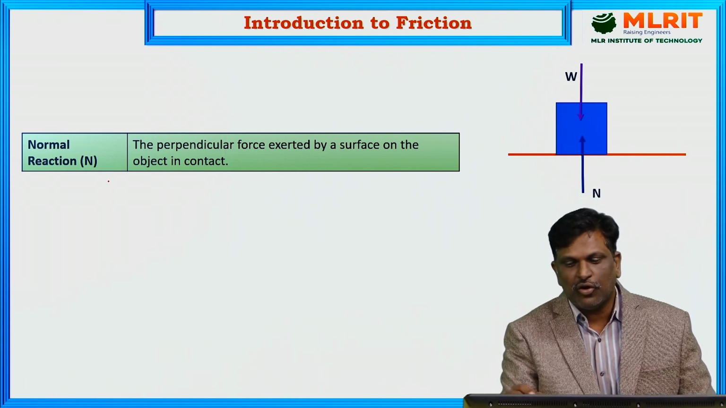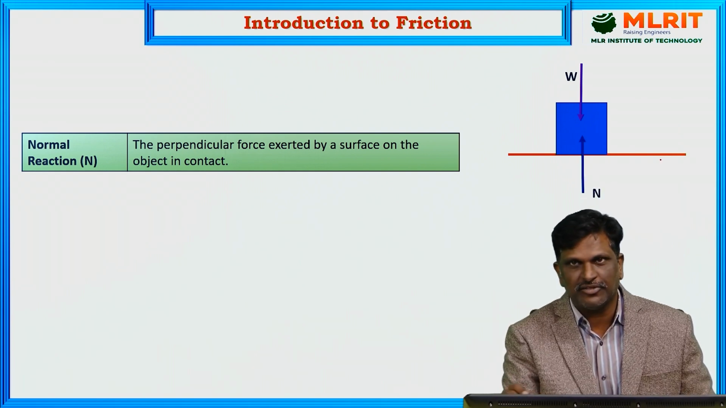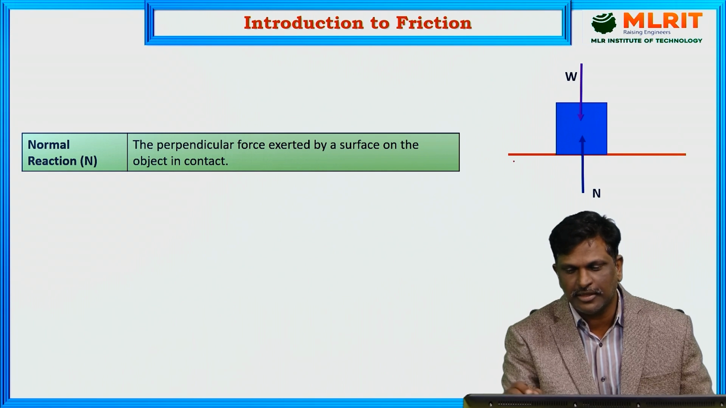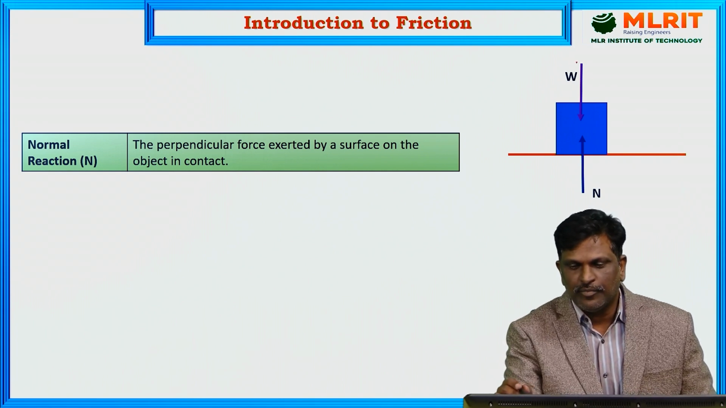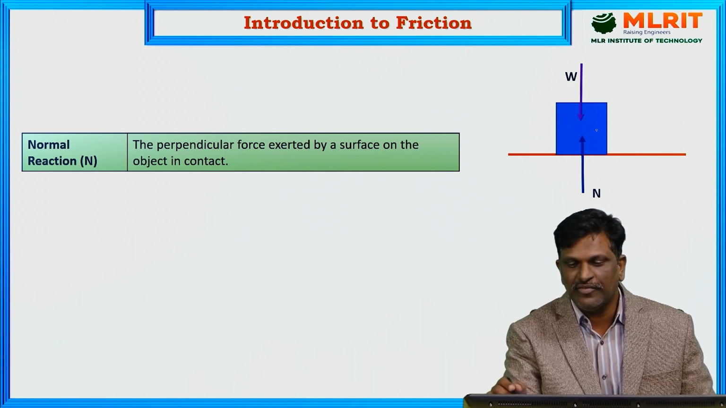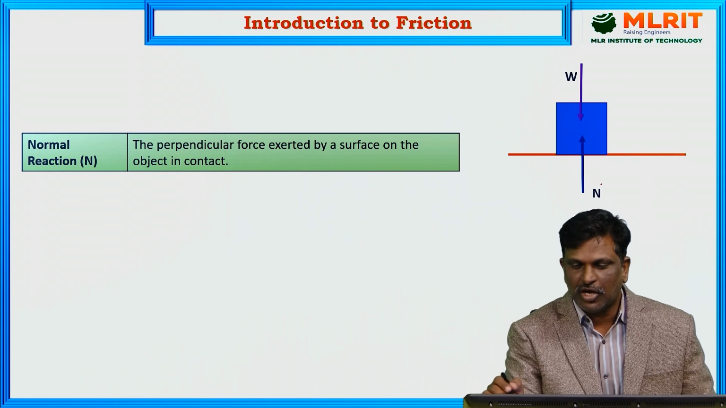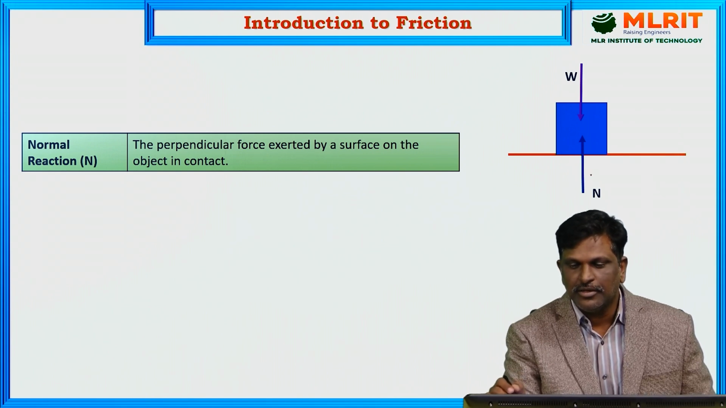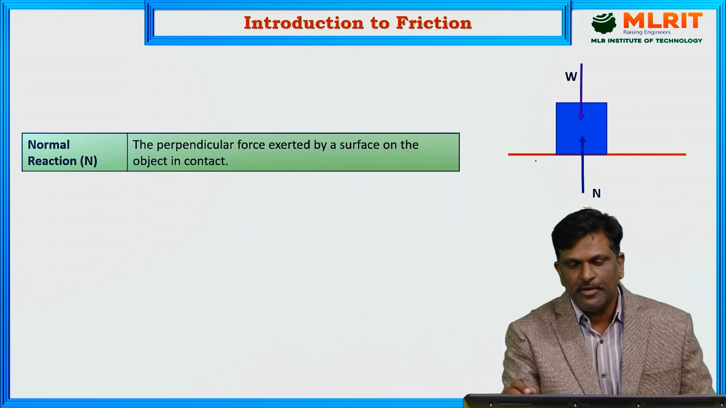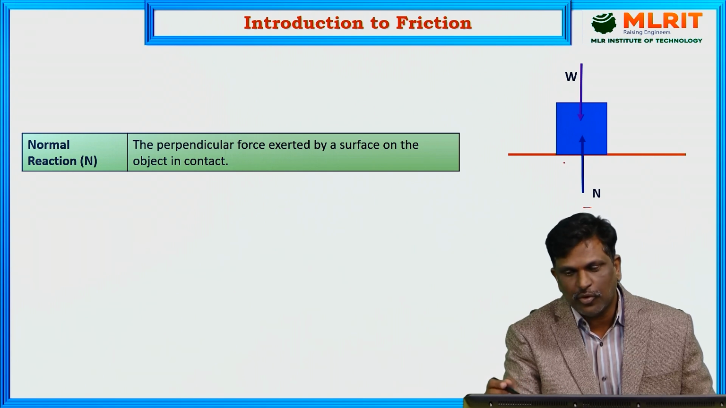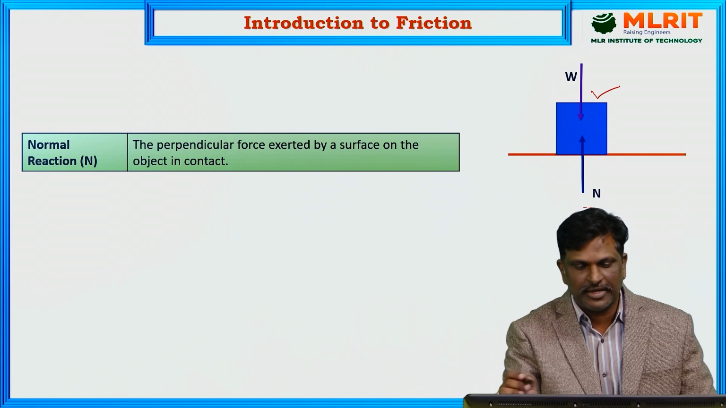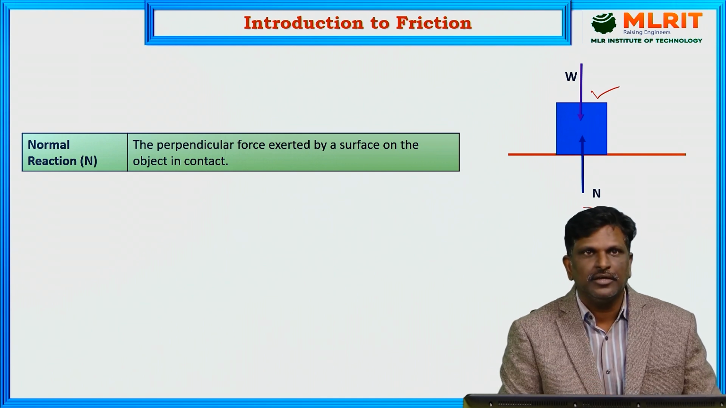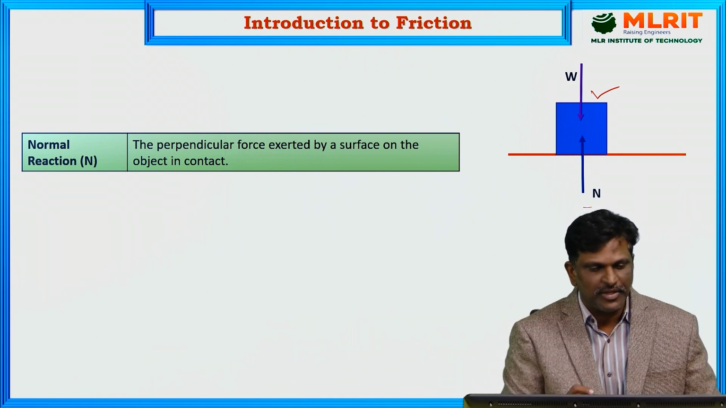The reaction is always perpendicular to the contact surface. Here the contact surface is horizontal, therefore the reaction is vertical. Now, the body weight is balanced by the normal reaction so that the body will be at rest. The normal reaction is the reaction given by the surface or another body on which a body is resting. So, normal reaction is an important term in friction.